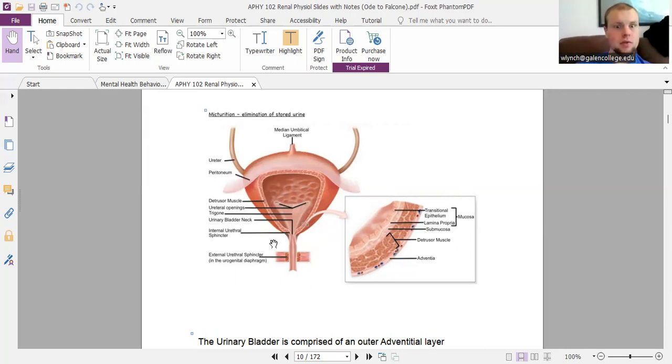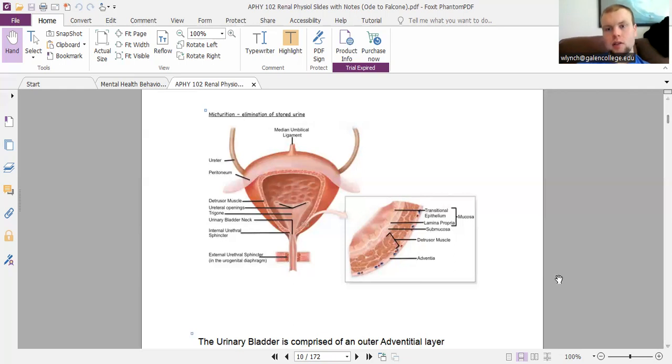Down here, we can see that we have two sphincters for the urethra. We have the internal urethral sphincter, which is going to be involuntary smooth muscle. And we have the external urethral sphincter, which is going to be voluntary. Our voluntary external urethral sphincter, we can control this and allow it to open when we need to micturate.